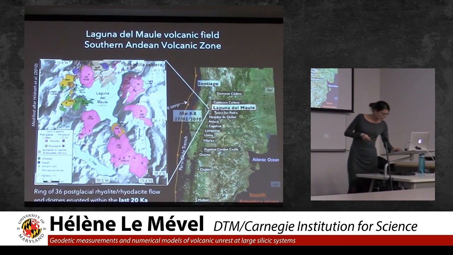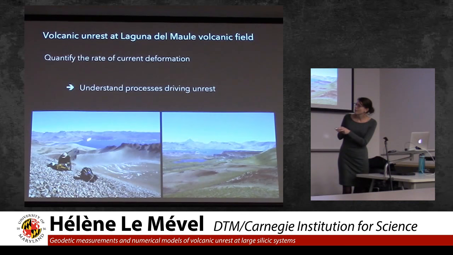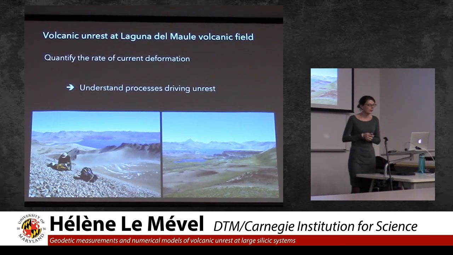So next I'm going to show you just some field photos to see what it looks like. One from the north, looking at this flow. This rhyolite flow over there and over here have been dated to being younger than 2,000 years old. So it's pretty recent. Apart from this amazing geology, the reason why I'm interested is that this volcano is actively deforming. So the goal of my study was to quantify the rate of the current deformation at this place, and so understand the processes driving the unrest.